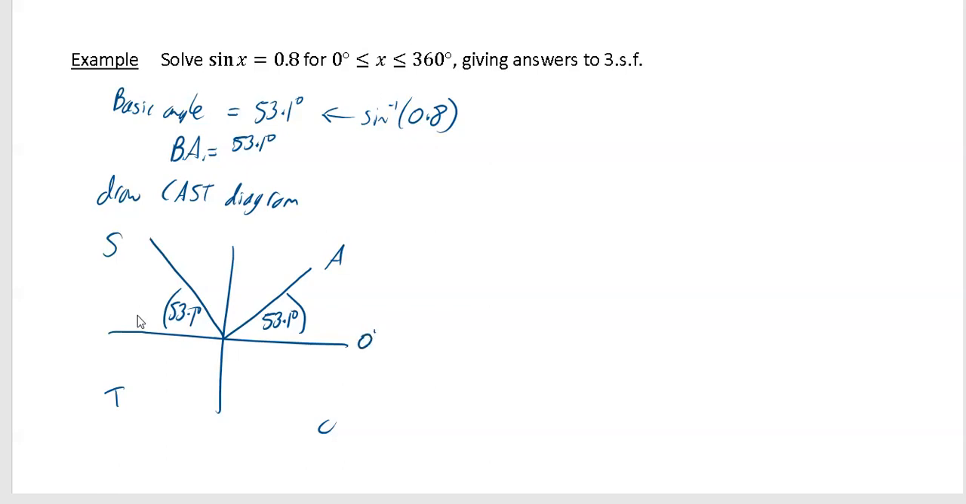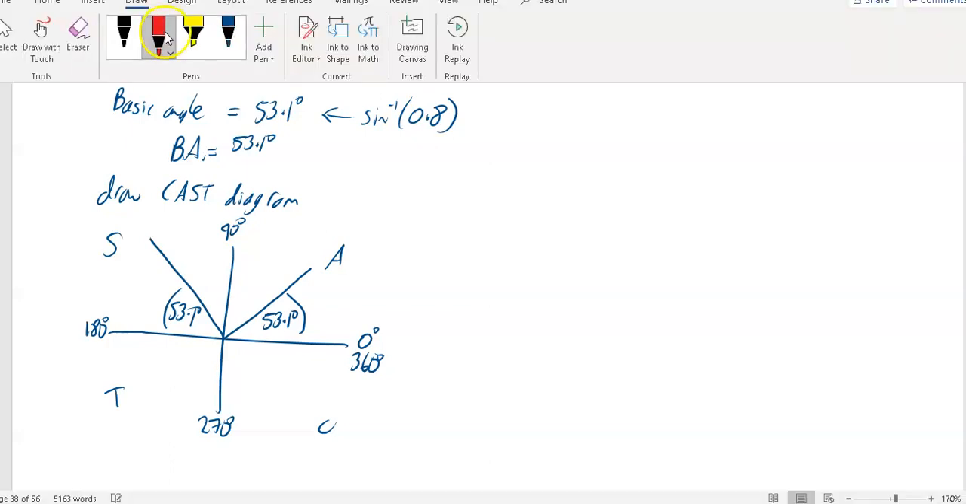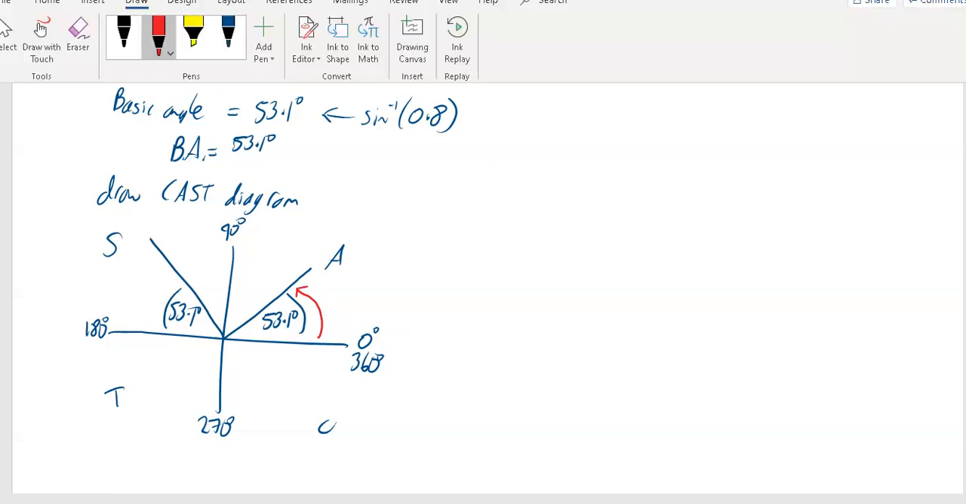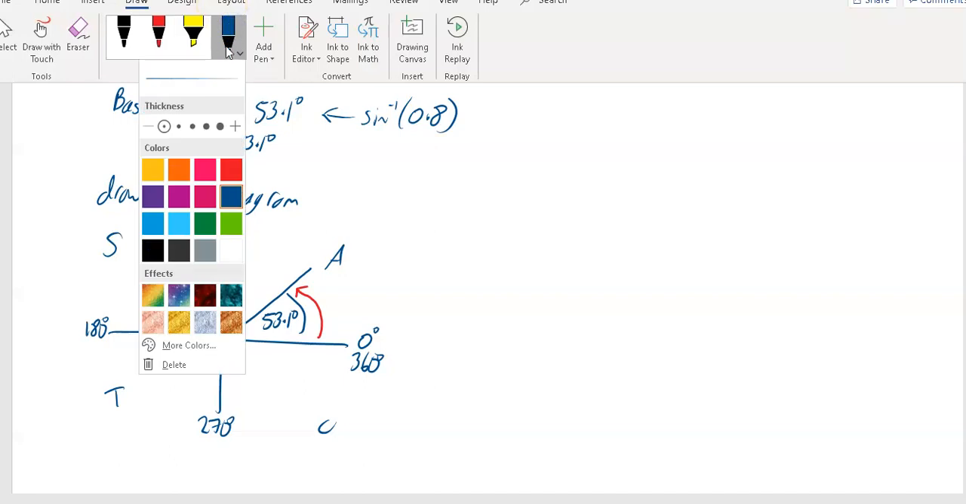I don't normally do this, to be quite honest, but for the sake of it today, I am going to label my axes: 0 degrees, 90 degrees, 180 degrees, 270 degrees, and back to 360 degrees. Now, to find my first angle, I start at my 0 and I go round to get to here. So my first angle is x equal to 53.1 degrees.